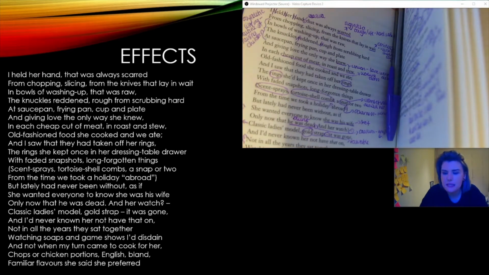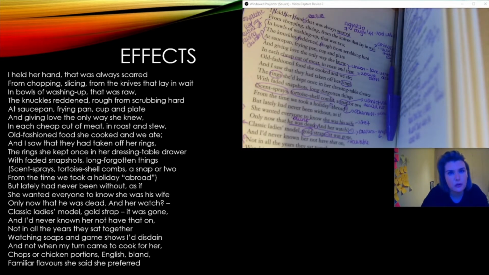Going on to the poem itself then, as always I will read through the poem and then I will stop and go back to the beginning and go through it and make some analytical comments as we go through.